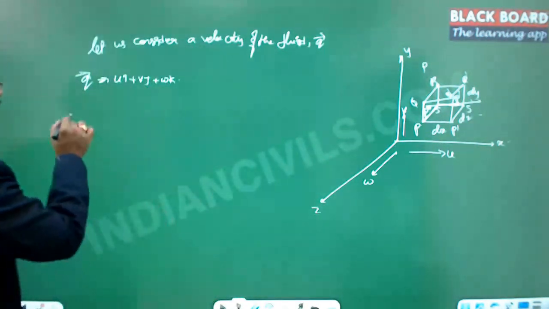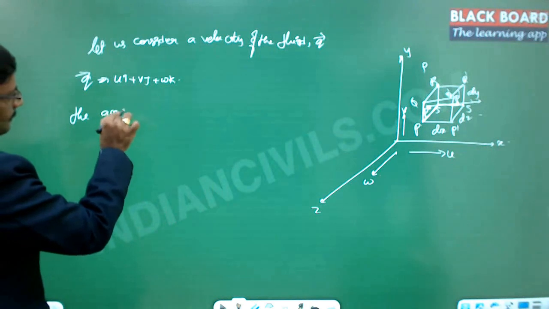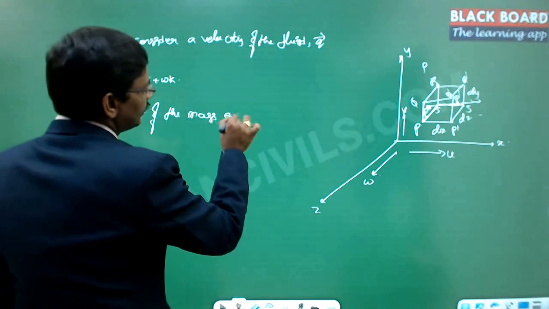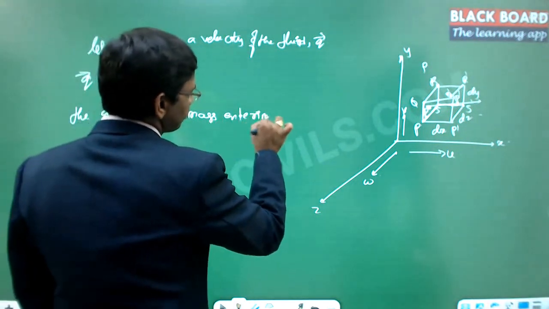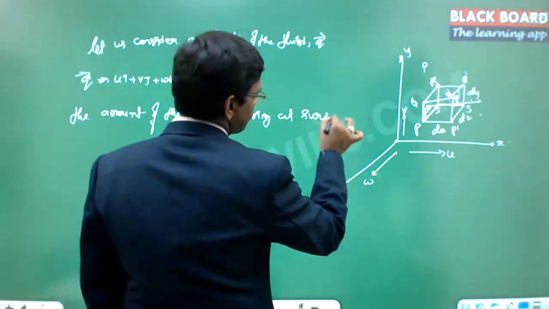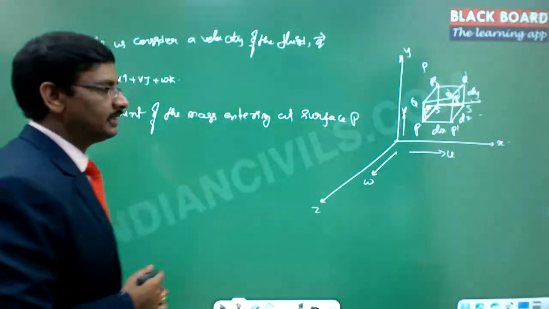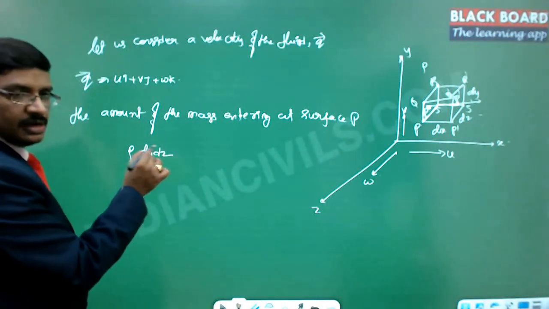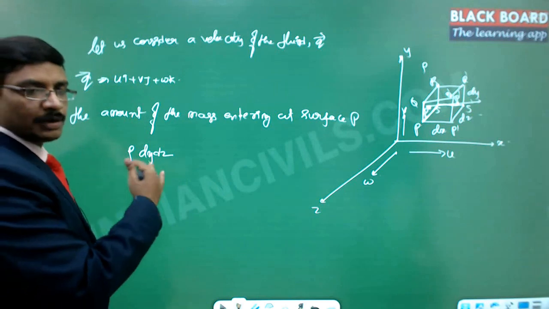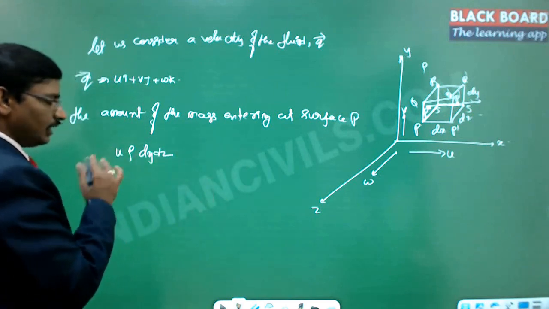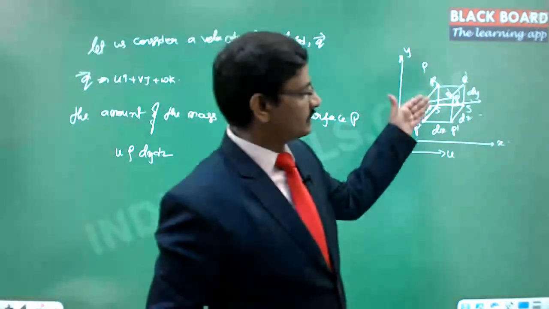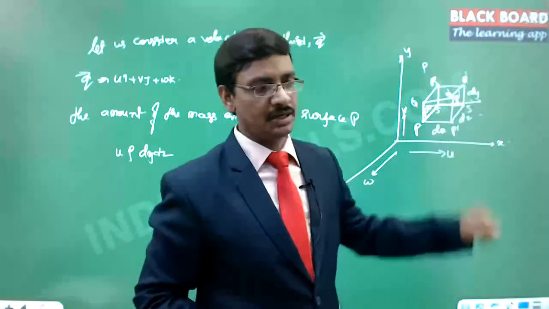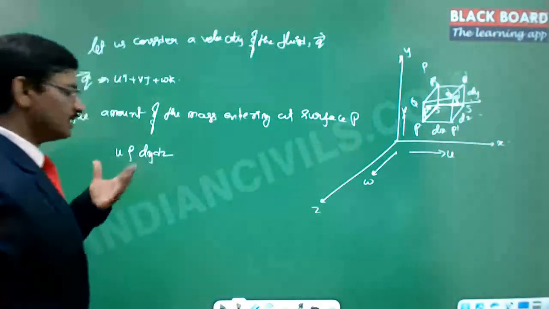So the amount of the volume or the amount of the mass entering at surface P. So this will be the area of cross section, dy dz, multiplied by the density multiplied by the velocity. So the velocity is going to be of u in the horizontal direction, because this is the surface area we were considering where it is projected in the z direction and the y direction and the flow is in the x direction. Now this is the amount of the fluid that is entering.